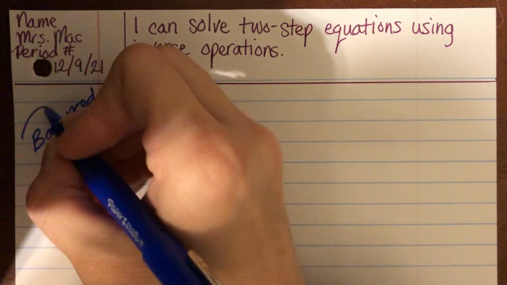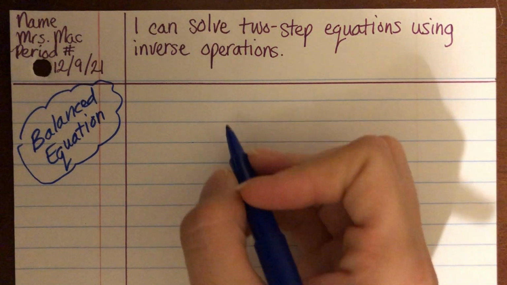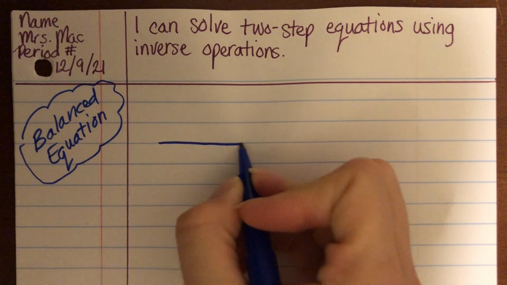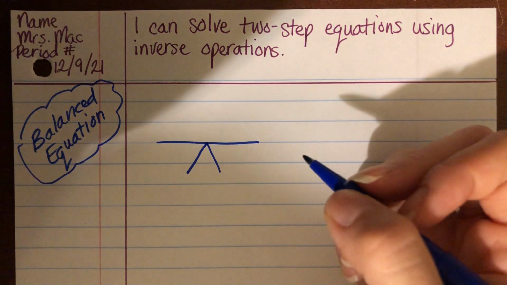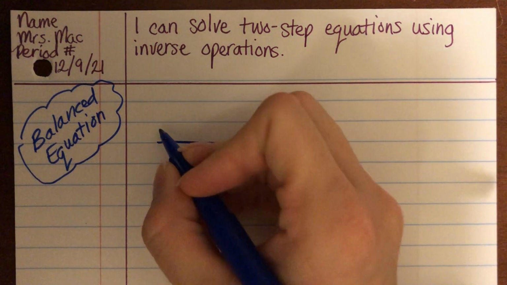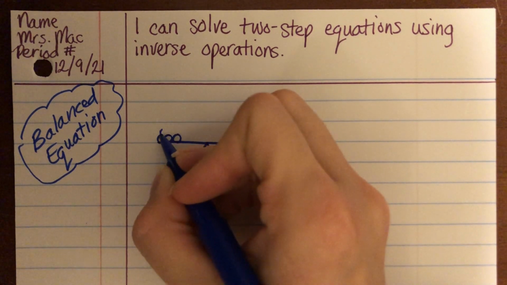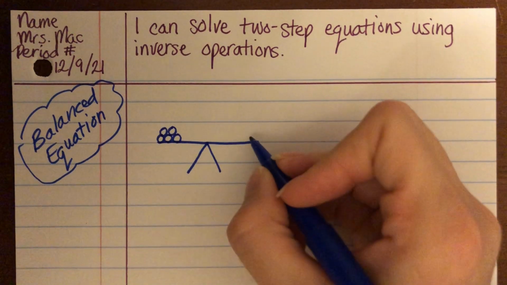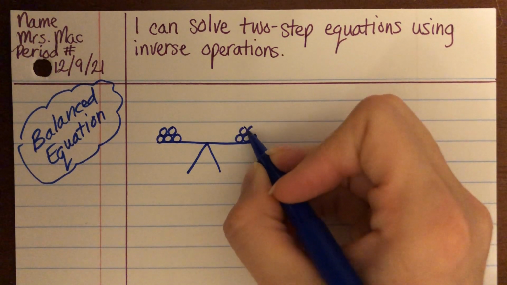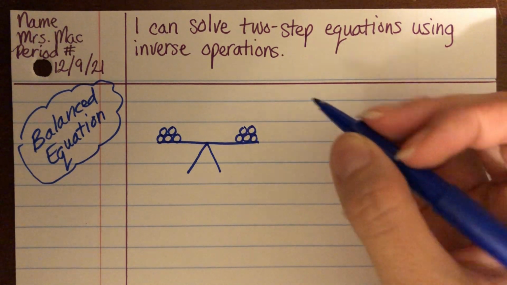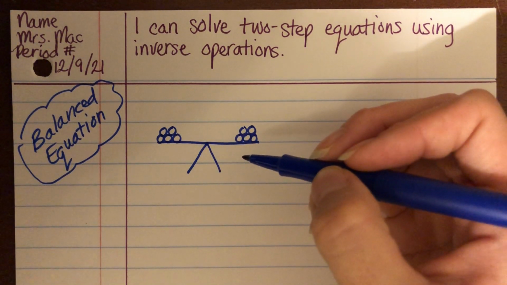Okay, so the balanced equation. We can think about equations like a balance, actually, not a scale. Maybe you have some items stacked up here, 1, 2, 3, 4, 5, and then you have some items stacked over here, 1, 2, 3, 4, 5. Right now it's perfectly balanced. You have 5 items here and you have 5 items here, they're the same weight.